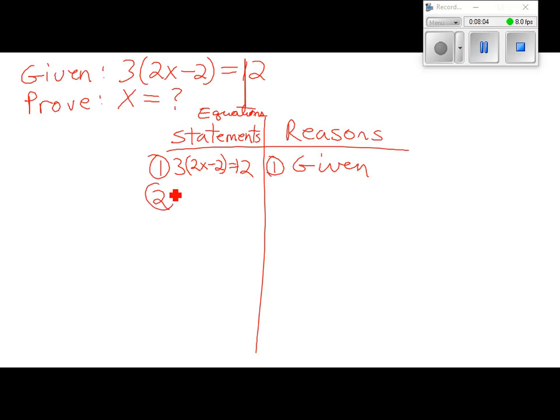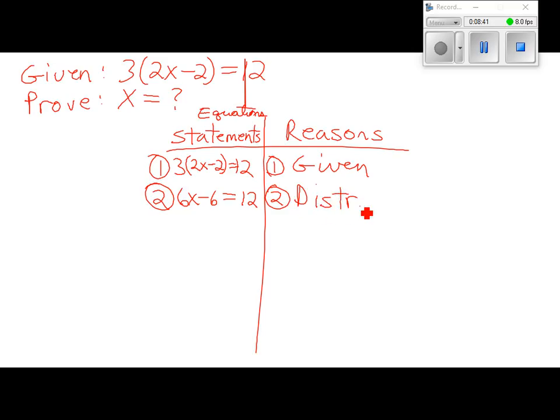Then all you're going to do, from these, you're just going to work your way down. What's the next thing I do to start to solve this? Distributive property. What do I get when I distribute? 6x minus 6 equals 12. What did you do there? Distributive property. And that's what you write.